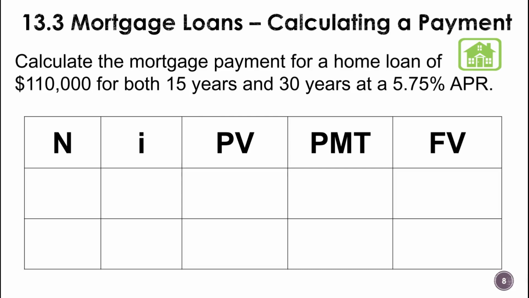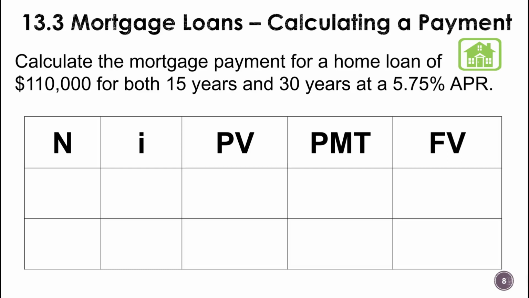All right, we are on the second video for section 13.3 and we're talking about mortgage loans. In this example, we're going to compare two loans: a 15-year loan and a 30-year loan. They're both going to have the same percentage rate, right? And APR is the annual percentage rate for the loans. And so we have to put both of these into our calculator.